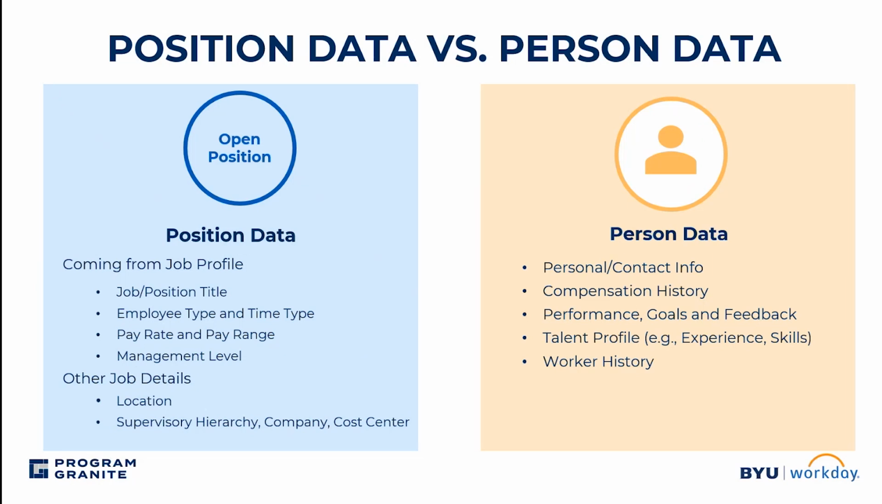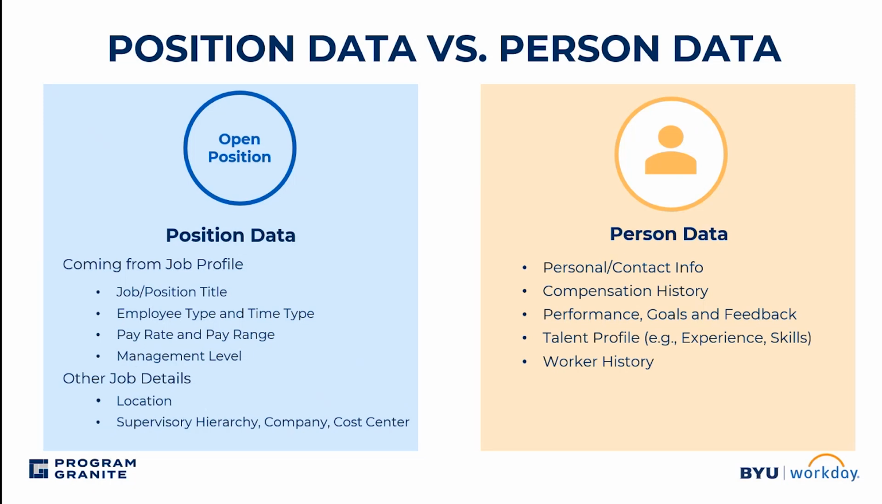It's going to have a pay rate and a pay range. So it's not going to have a specific dollar amount, but it's going to have a range from our compensation package saying if you're a student worker 1, the pay range is going to be between this and this. It's going to have a management level, and it's going to have other job details like the location, supervisory hierarchy, company, and cost center, all tied to the position.